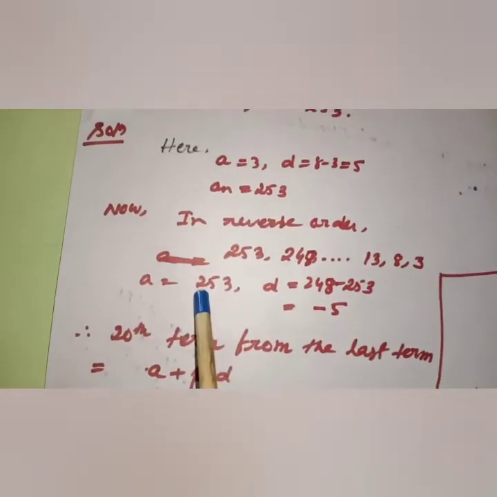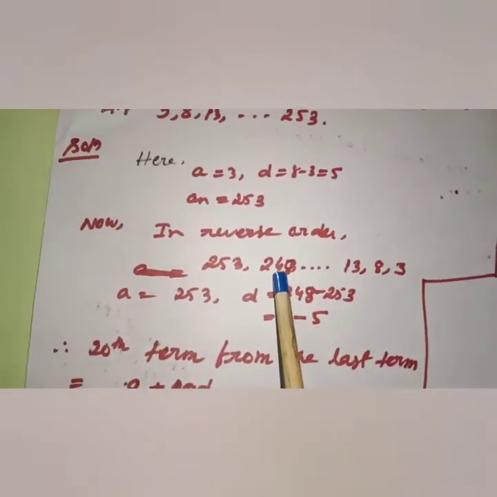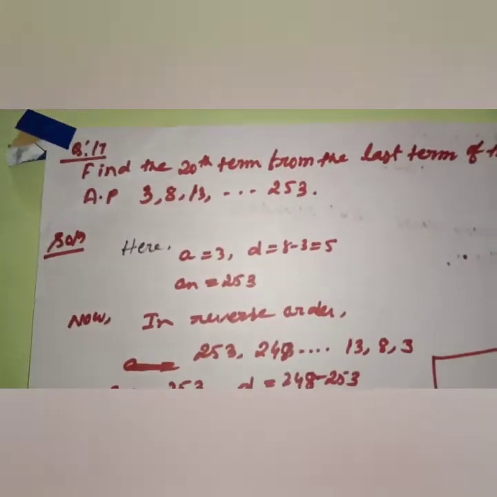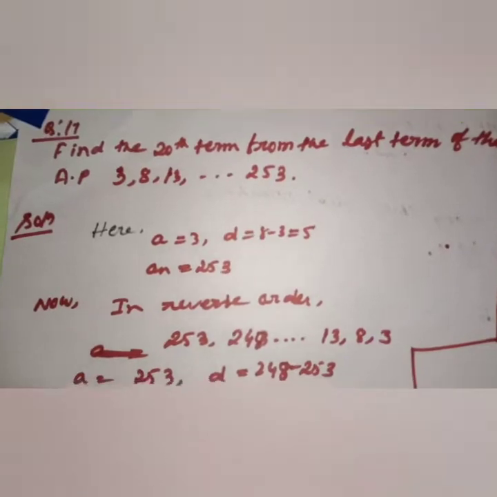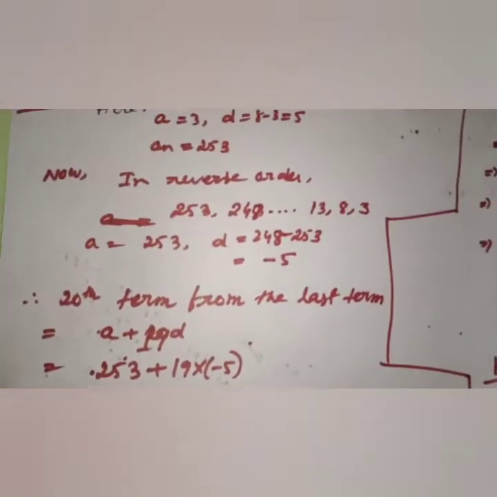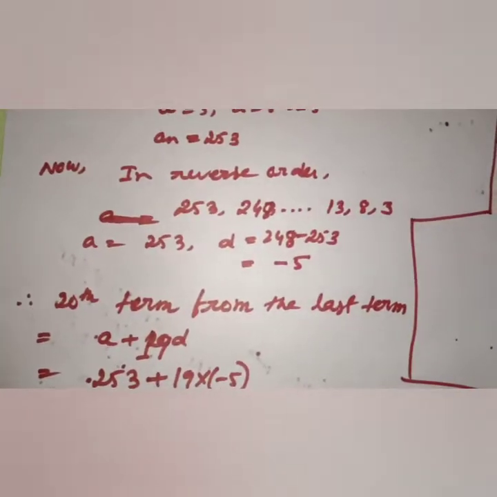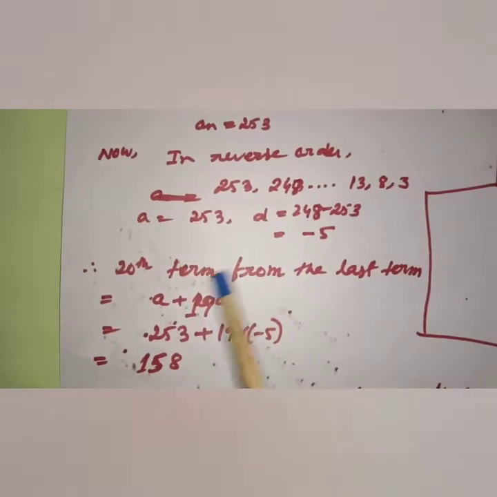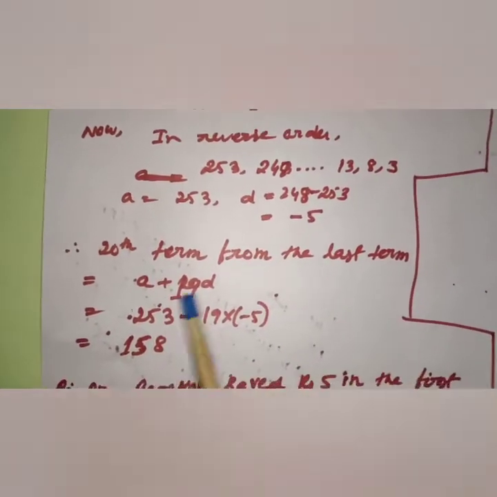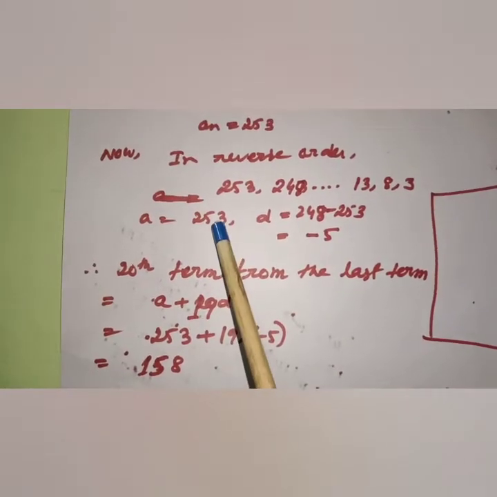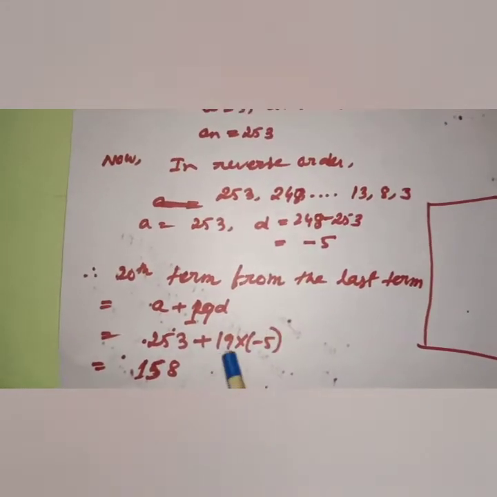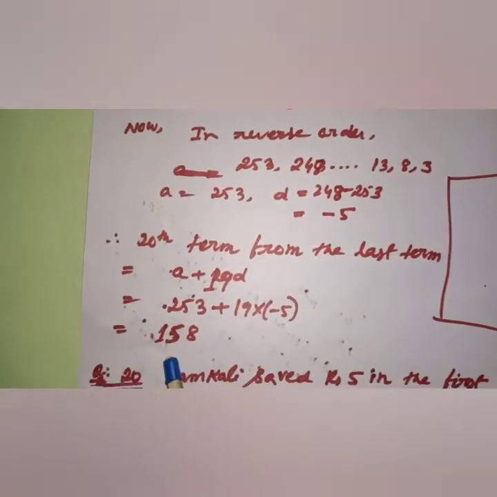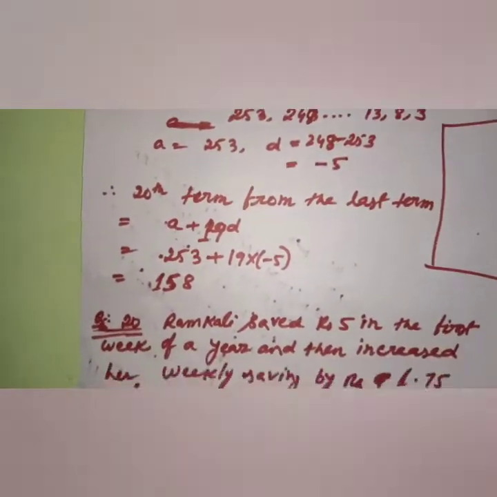Then 248, and then 13, 8, 3 in reverse order, okay. Now a is 253 and d is 248 minus 253, which is minus 5, because in the question they are asking for the 20th term from the last term, in reverse order. That is why we made it in reverse order only. Then we will get it easily. So now easily we can find a and d. We have the 20th term from the last: a plus 19d. Use a as 253, and 19d with d as minus 5. Multiply this by 19. After the final result, what will you get? 158. Clear? Next.